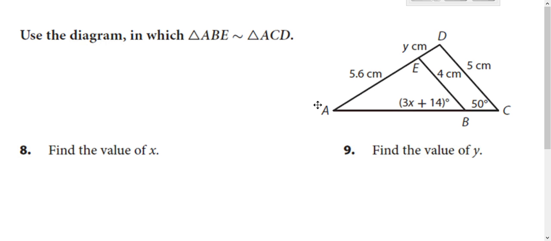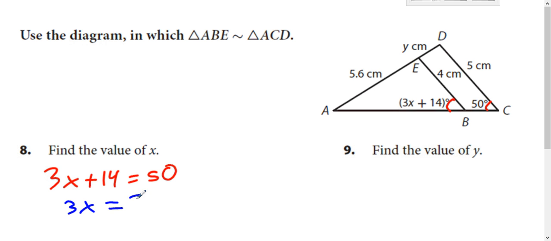So here we're told triangle ABE is similar to ACD. We can find the value of x because those angles are corresponding, and therefore they are equal. Back to 14, you get 36, divide by 3, so you get x equals 12.